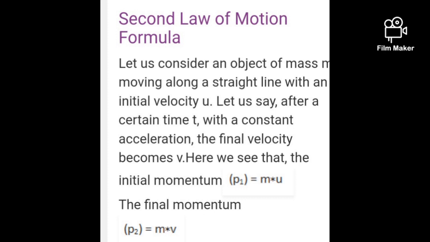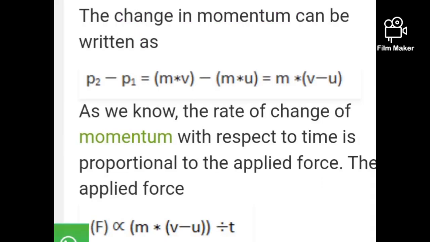For that, we need to consider an object of mass m moving with initial velocity u and final velocity v. First of all, we need to calculate the initial momentum and final momentum. Initial momentum p1 is mu, and final momentum p2 is mv, by the definition that we already discussed last time. After that, according to the definition, we need to calculate the change in momentum. So what is change in momentum? Final minus initial, that is P2 minus P1.